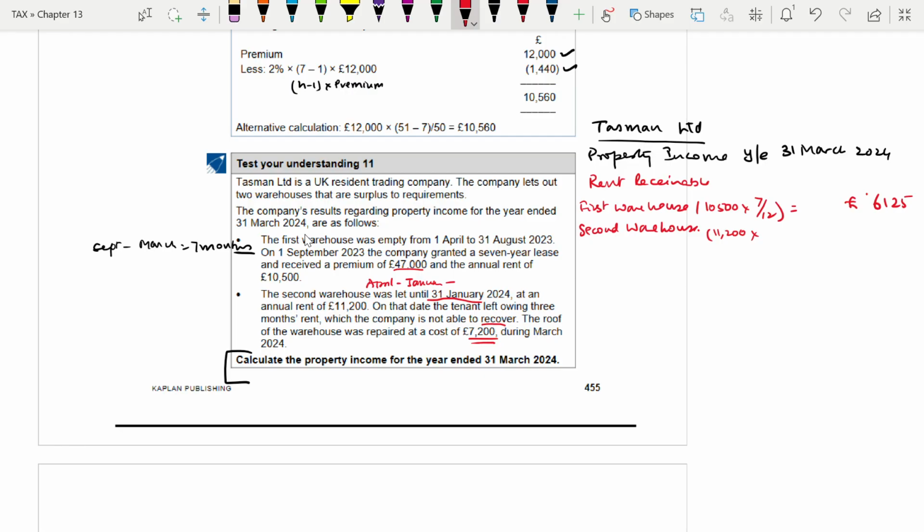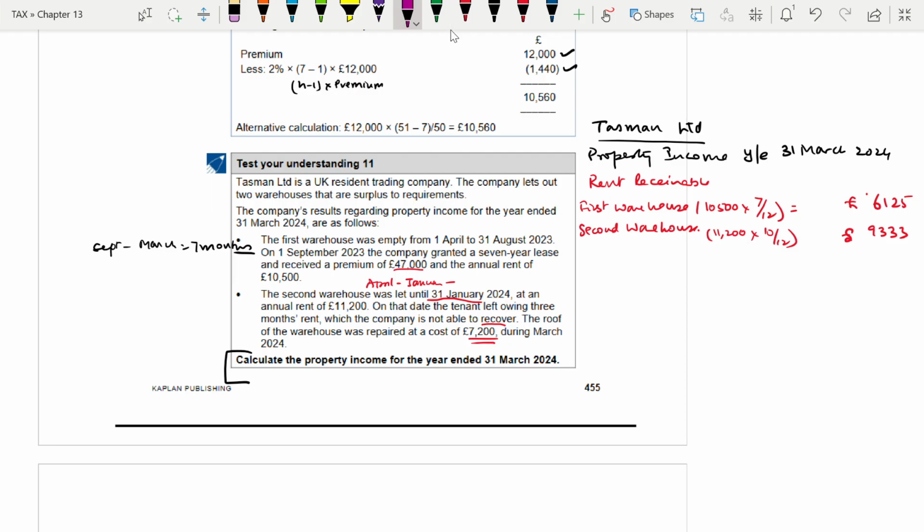April, May, June, July, August, September, October, November, December, January: 10 months. So 10 by 12. 11,200 times 10 divided by 12. It comes to 9333. This is the total income.